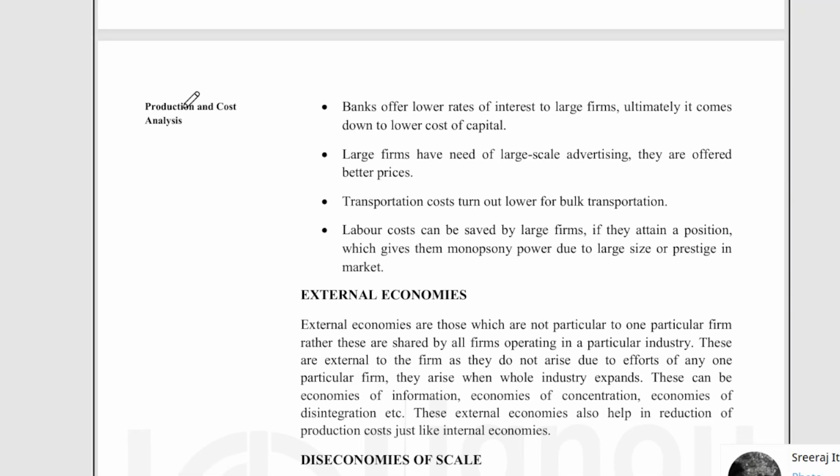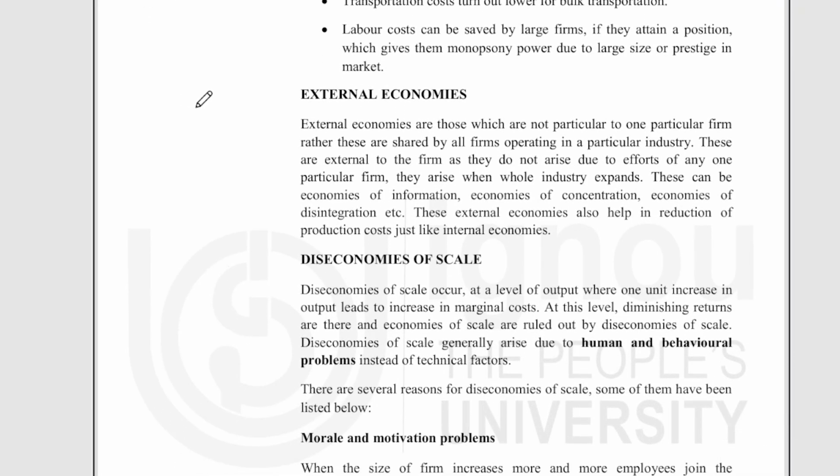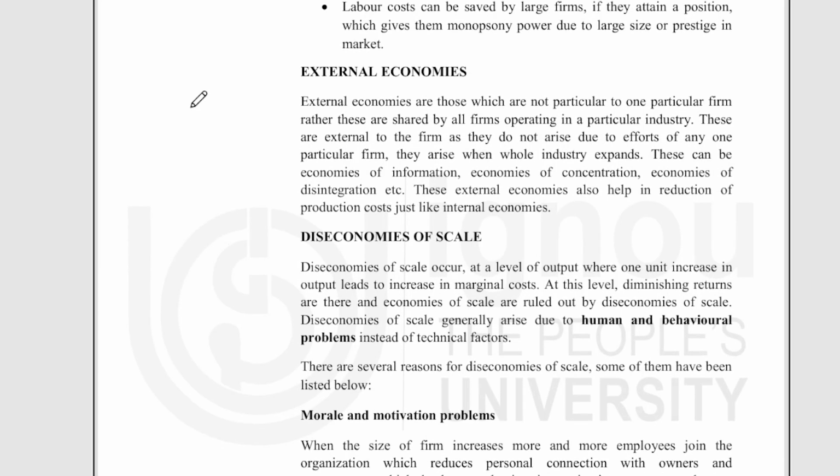And external economies are there. External economies are those which are not particular to one firm, rather these are shared by all firms operating in a particular industry, and these are external to the firm as they do not arise due to the effort of any one particular firm, and they arise when the whole industry expands. These can be economies of information, economies of concentration, and economies of disintegration etc. And these external economies also help in reduction of production cost, just like internal economies.